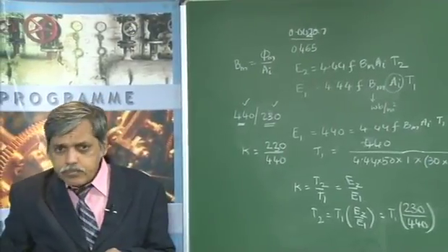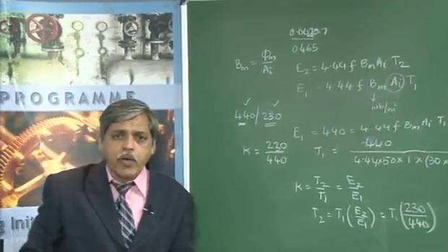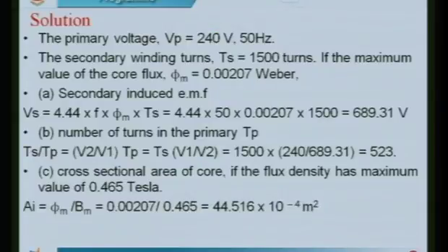Okay, so the solution is provided here. In this, the maximum flux value is 0.00207 and the flux density is 0.465. So by dividing these two, I will get the area like this, 44.516 meter square.